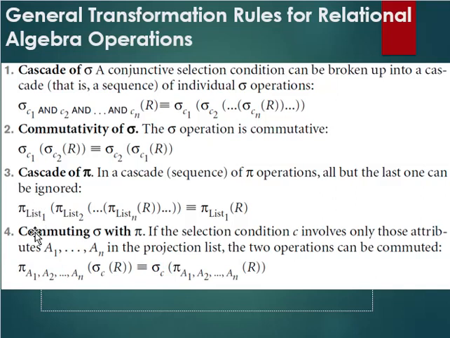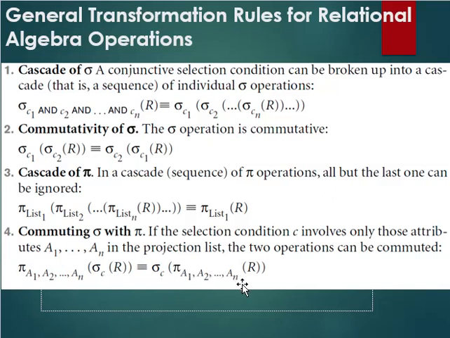Then commuting sigma and pi. So we can interchange the sigma and pi if the selection condition C involves only those attributes A1 to AN. Here we can see we are doing a project outside the select. Firstly we are doing a select operation with a condition C. It can be written as firstly doing the project and then the condition, but there is a constraint: the condition C contains only the attributes A1 to AN.